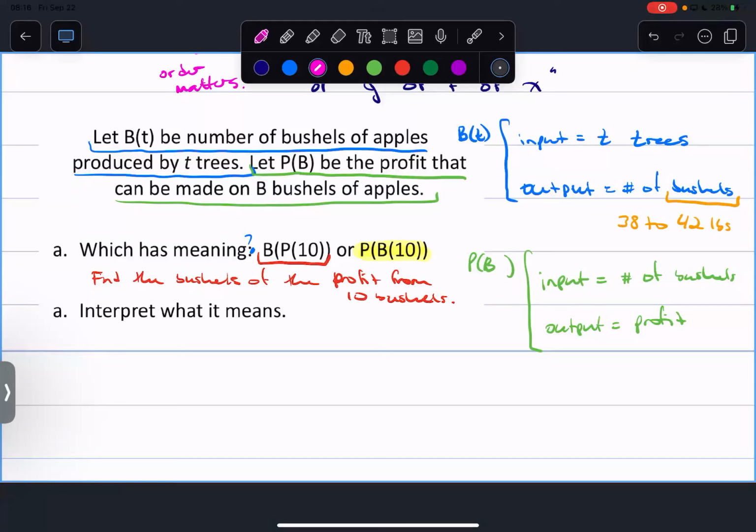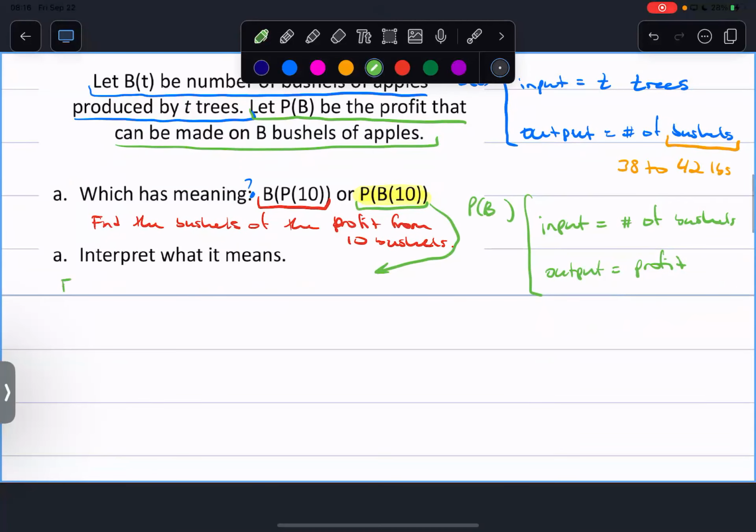Whereas this one that we wanted, we have to interpret what it means. This is find the profit from the number of bushels produced by 10 trees. Now, I'm a slave to the page break. Bushels produced by 10 trees. There. Nice. Okay.